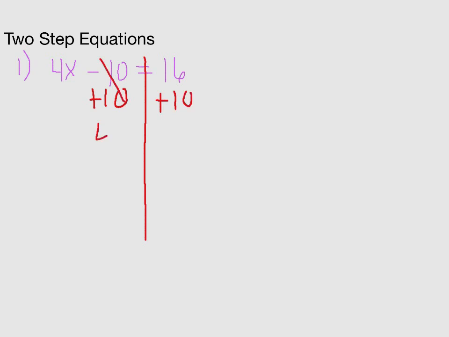My 10s will cancel and I'm left with 4x equals 26. I then am going to divide both sides by my 4. I'm left with x equal, when I divide 26 by 4, I get 6.5.